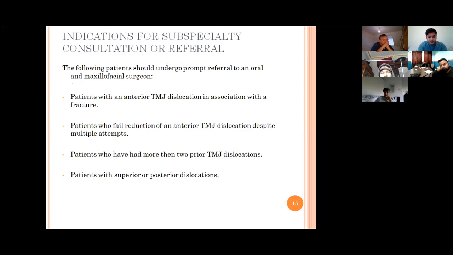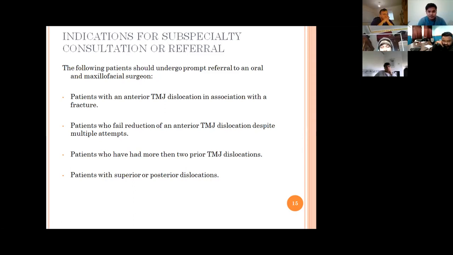So there are certain situations in which a subspecialty consultation is required in TMJ dislocation. Those are patients with an anterior TMJ dislocation in association with a fracture, patients who fail reduction of an anterior TMJ dislocation despite multiple attempts, patients who have had more than 2 prior TMJ dislocations, and patients with superior or posterior dislocations.